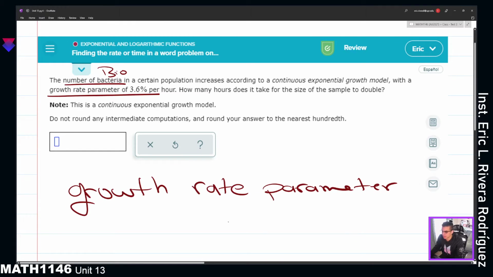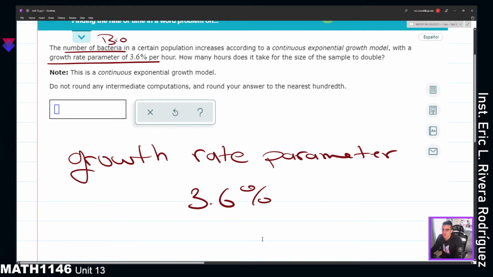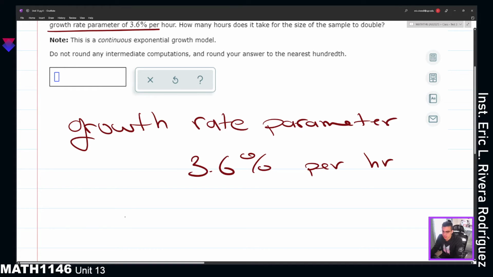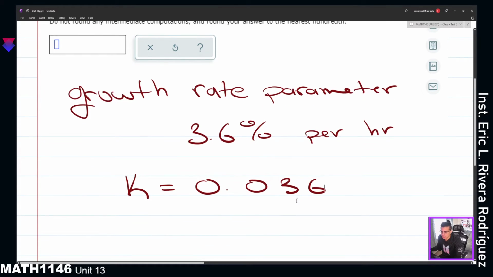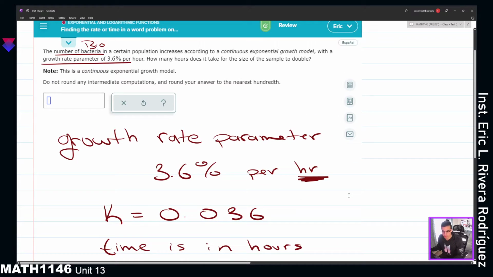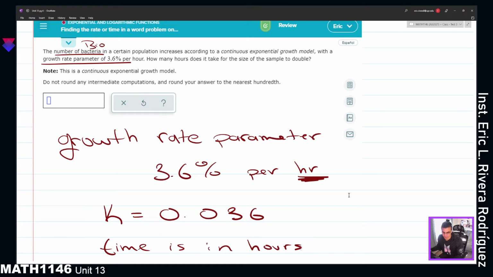in this exercise, the growth parameter is 3.6% per hour. How do you interpret this? Well, k is 0.036. So k is positive, so we have an increase in behavior here. And the unit of time is in hours. From that phrase you get two things. You get the growth factor, and then you get the unit for time.